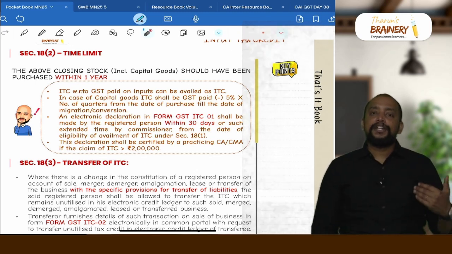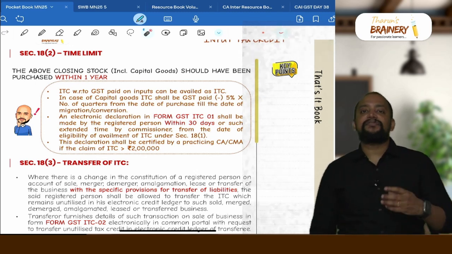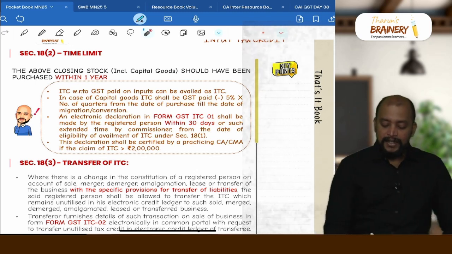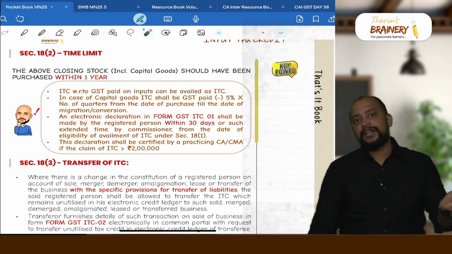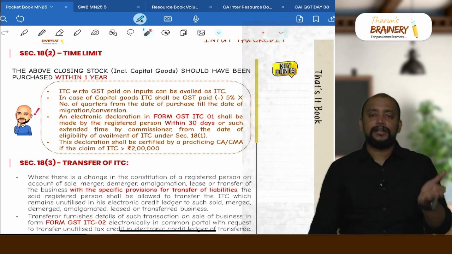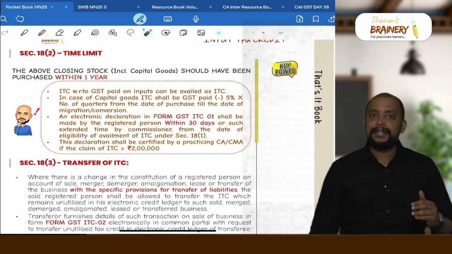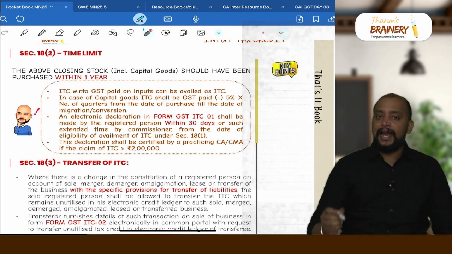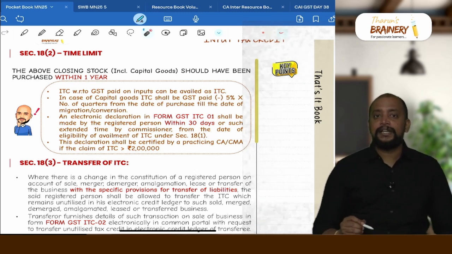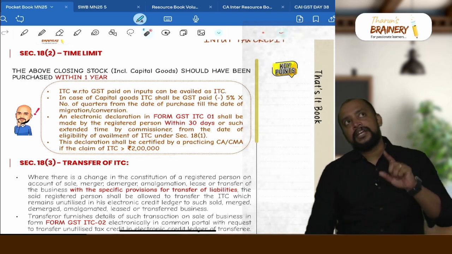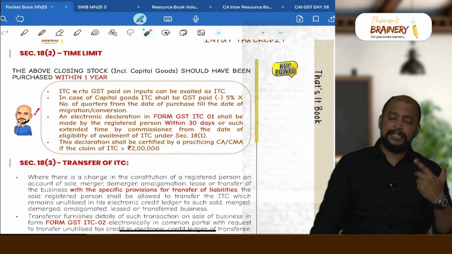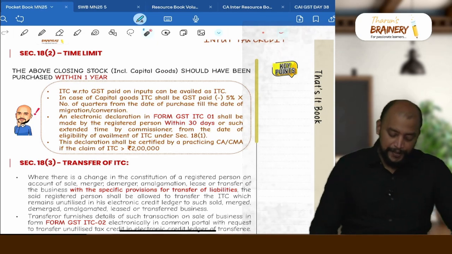Then we need to avail this ITC by filing an electronic declaration in ITC-1. That should be filed within 30 days from the date we get the registration certificate, or within 30 days from the date of conversion, and it can be extended for a further period. This declaration should be certified by a CA/CMA if the claim of ITC exceeds 2 lakhs. If the claim of ITC does not exceed 2 lakhs, self-declaration or self-certification is enough.